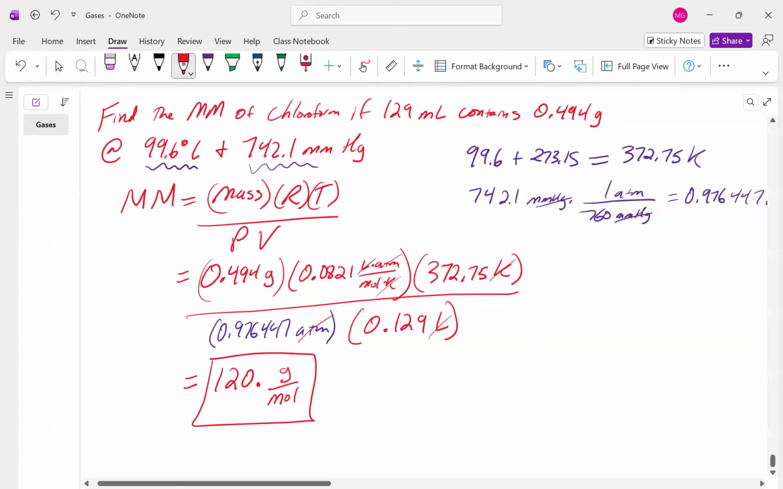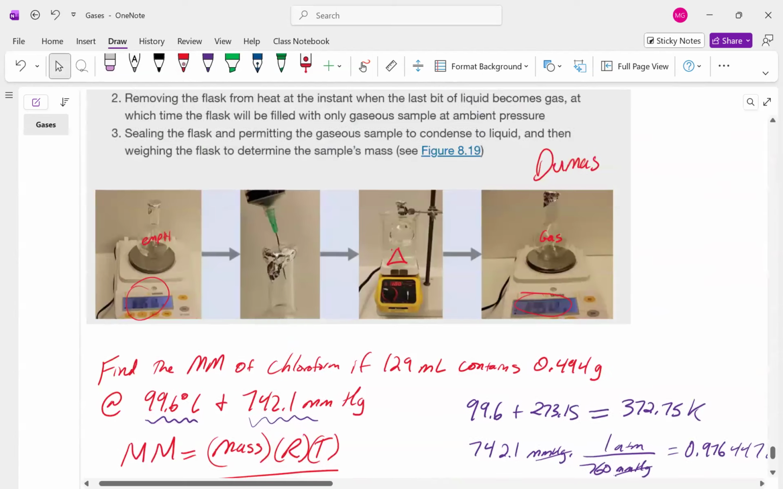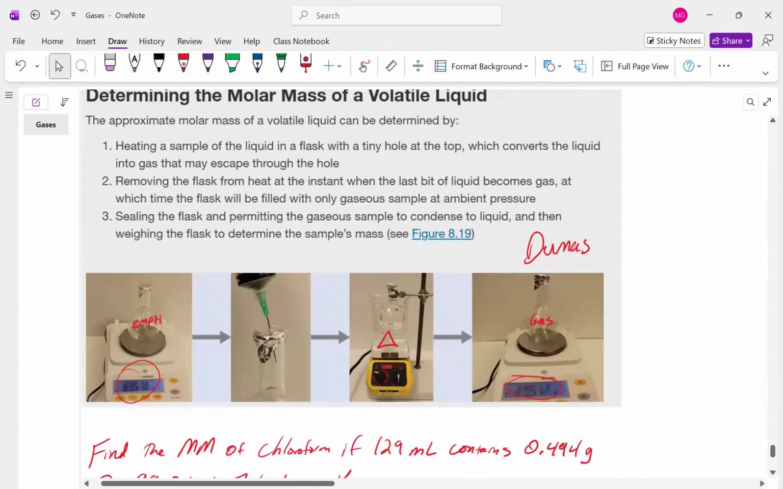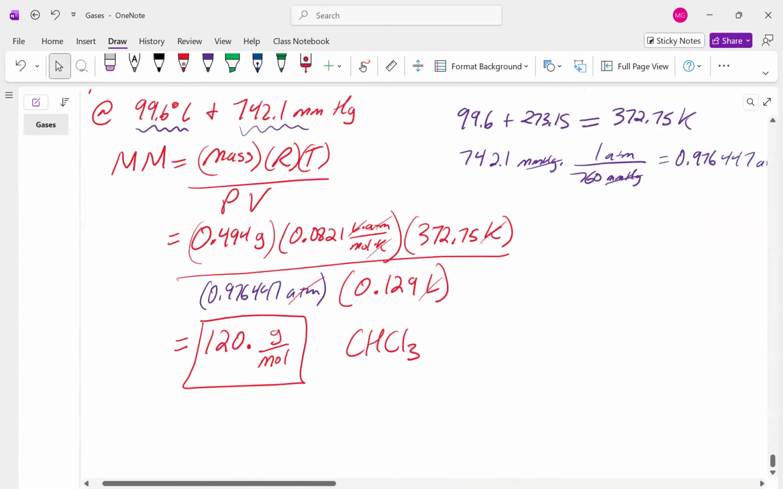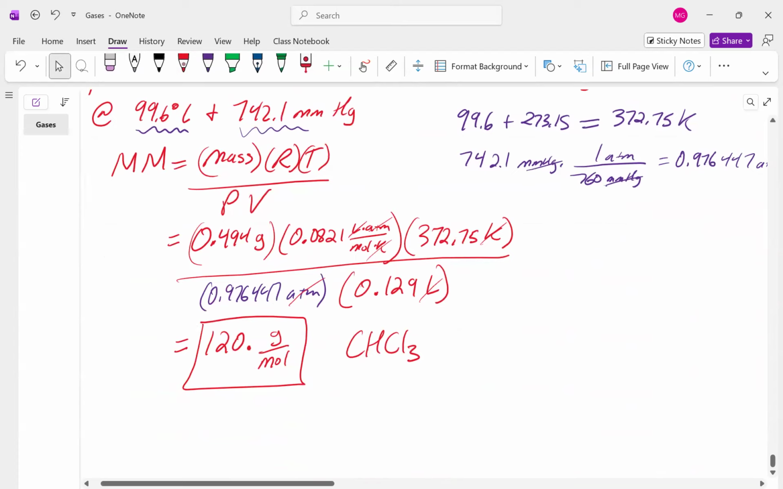In fact, if you want to take some time, chloroform is CHCl3. Just on your own time, add it up from the periodic table, and you'll see it's going to be pretty close to 120. Why is it not exactly the same? Because the accuracy of our results depends on how high tech or how good the quality of our experiments are. While this method works great in a general chemistry lab, there are more high-tech ways to do this to get much more accurate information, but 120 is pretty close to the molar mass of chloroform.